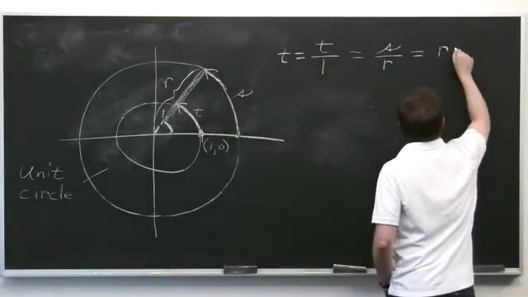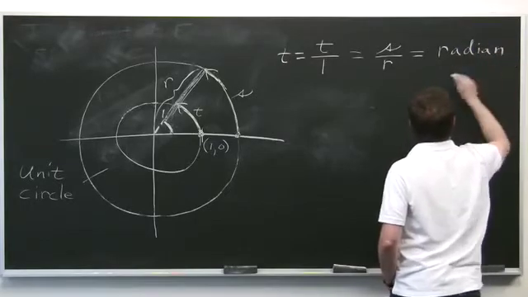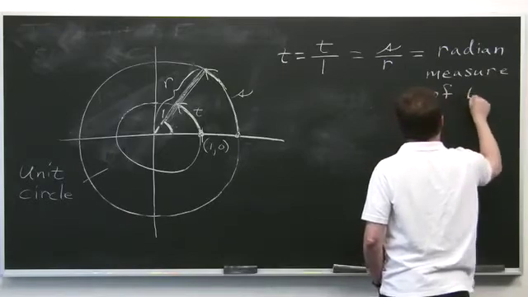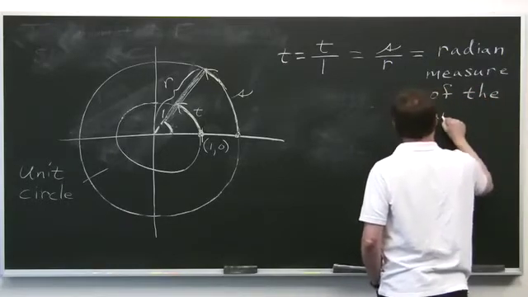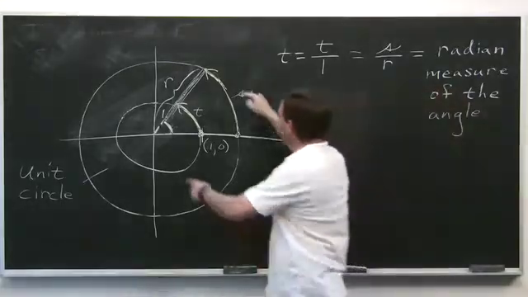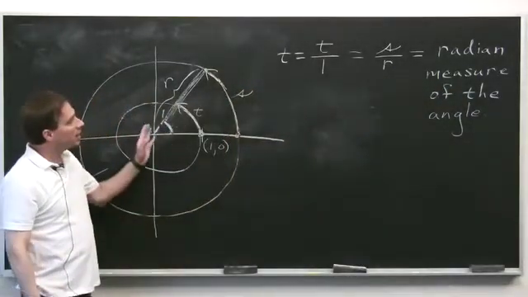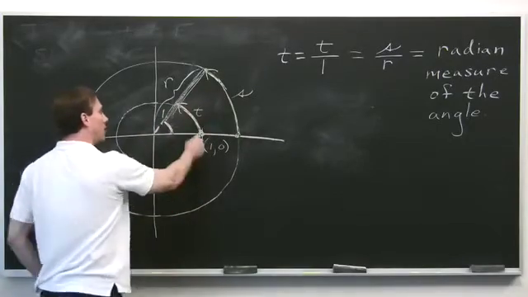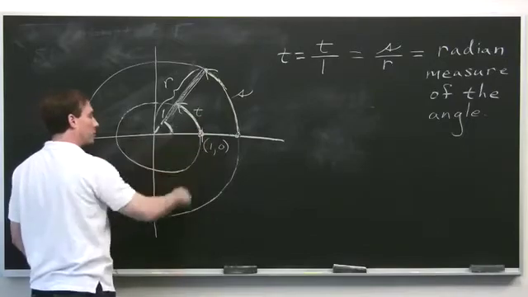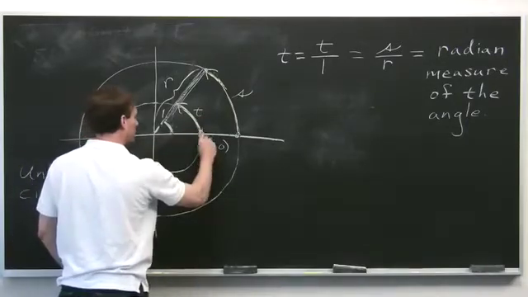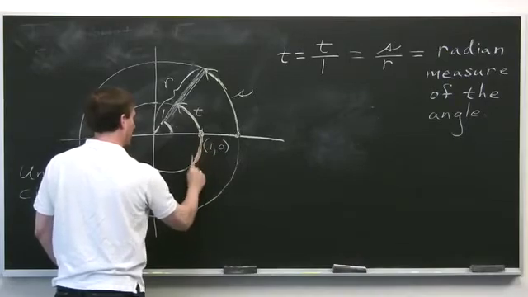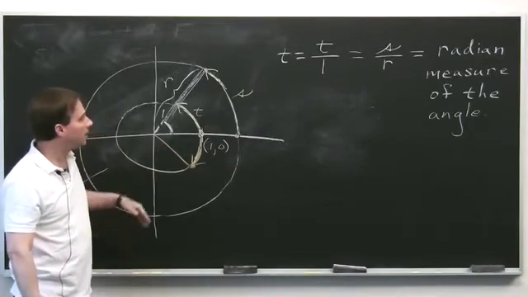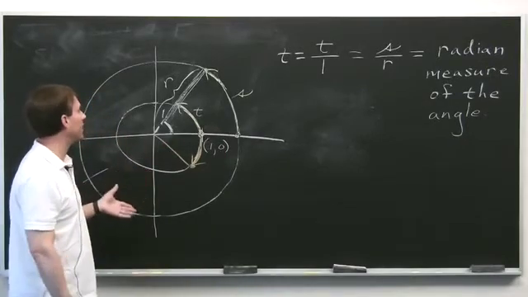T is the radian measure of the angle. What angle? The angle that this ray makes with the positive x-axis. A positive number means you've measured counterclockwise from this starting point. A negative number would mean you'd measured clockwise. So for instance, this would indicate a negative angle. All right, that's the radian measure of an angle.